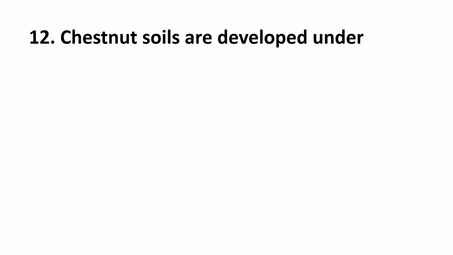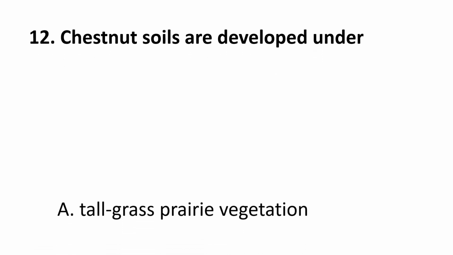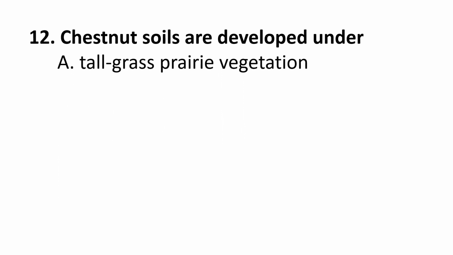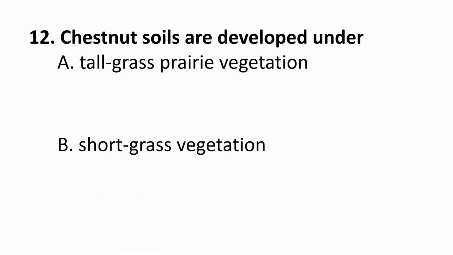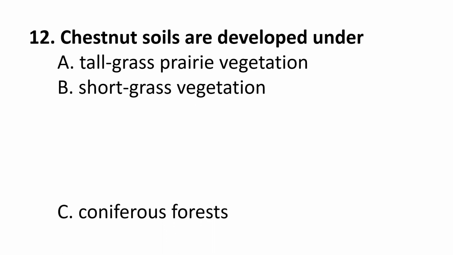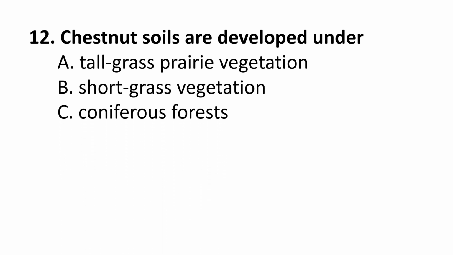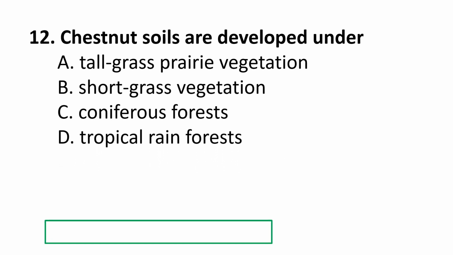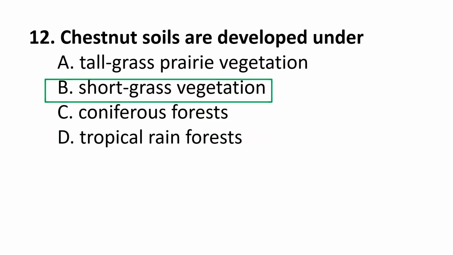12th question, chestnut soils are developed under. Choices are A, tall grass prairie vegetation, B, short grass vegetation, C, coniferous forest, D, tropical rainforest. The correct answer is B, short grass vegetation.